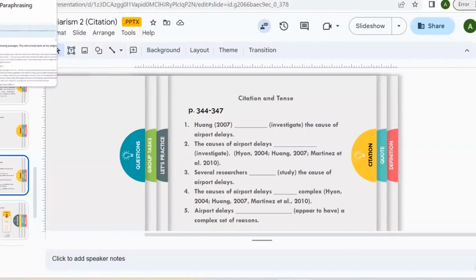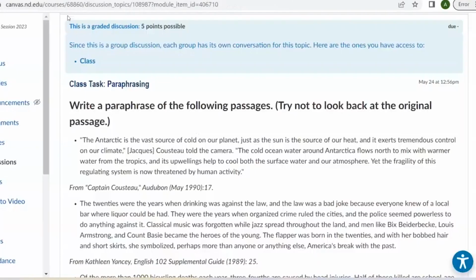I'll try to explain that, by the way. It's not like I won't. Just before that, I need to share this particular thing, which is very important. In Canvas, we have a home task, paraphrasing. Paraphrasing is we change everything.